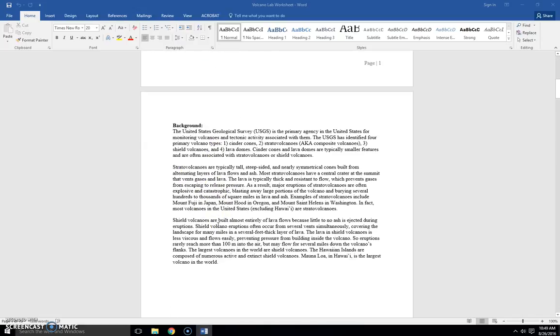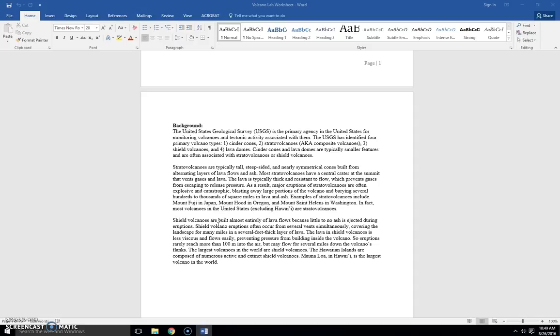So let me read you the background. The United States Geological Survey, USGS, is the primary agency in the United States for monitoring volcanoes and tectonic activity associated with them. The USGS has identified 4 primary volcano types. 1. Cinder cones. 2. Stratovolcanoes, aka composite volcanoes. 3. Shield volcanoes. And 4. Lava domes or rhyolite domes.